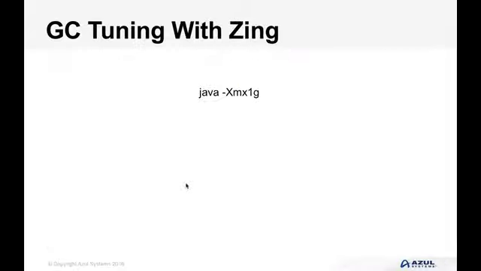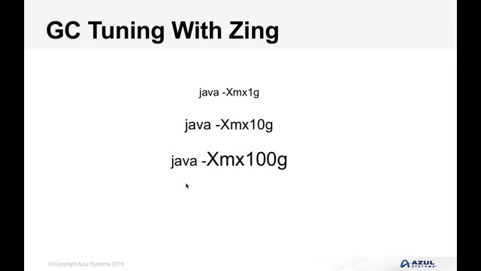For Xing, it's very simple. We don't have any of that. All we do is set the size of the heap. So we say java -Xmx 1 GB, or 10 gigabytes, or 100 gigabytes, or 2 terabytes. That's it. That's all your tuning is done. You simply set the size of your heap and it's over.